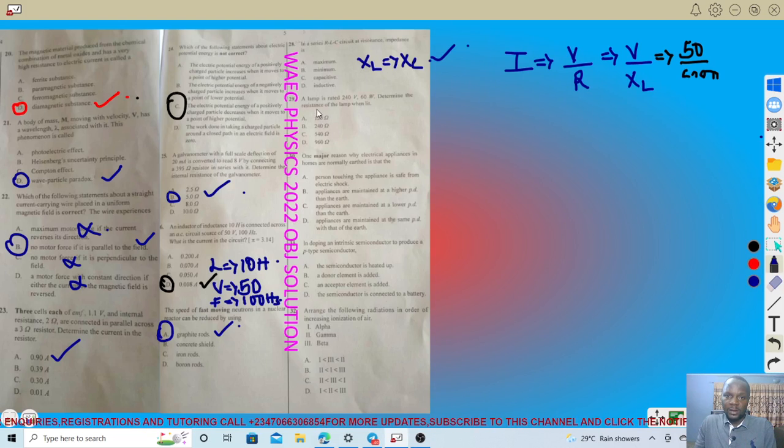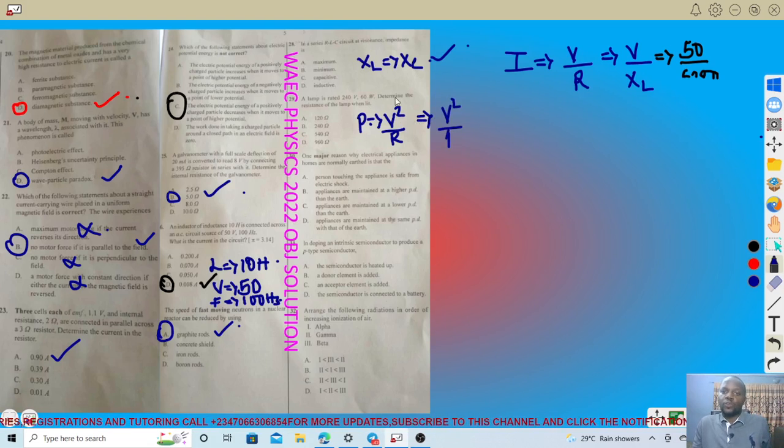The next one: a lamp is rated 240 volt, 60 watt. Determine the resistance of the lamp. Power, current, voltage. Power is V squared by R. So if you make R the subject of the relationship, it will be V squared by P, V squared divided by the power. So that is how, V squared over P. I hope you can do that.